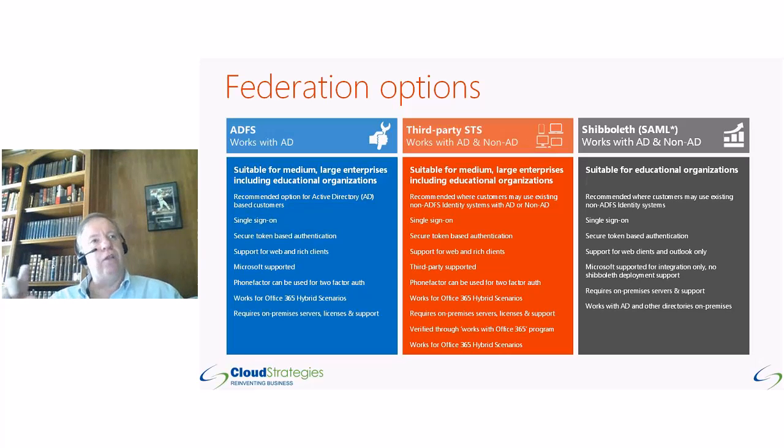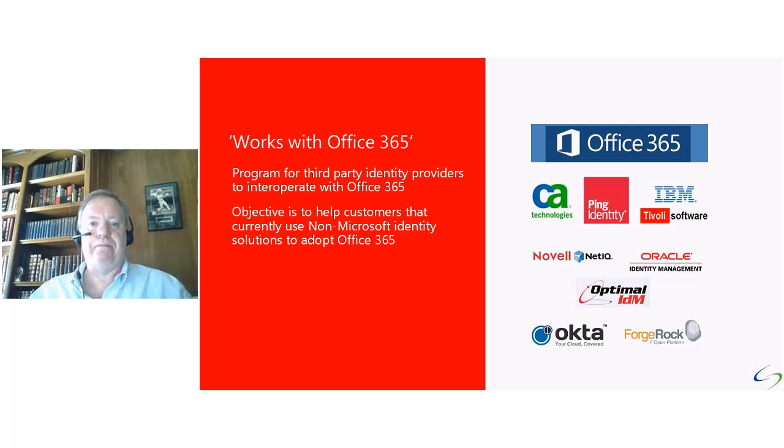Finally, there's Shibboleth, which is available. We see that primarily with our customers in educational organizations and implemented there. So this is really to make you aware that ADFS is a great option, one way for you to do that, but there are other options as well. Okay, so let's look at some of those other options. There's a list over there. CA Technologies, Ping, IBM Software has an option. Just a number of vendors there who work with Office 365 as third-party identity providers.